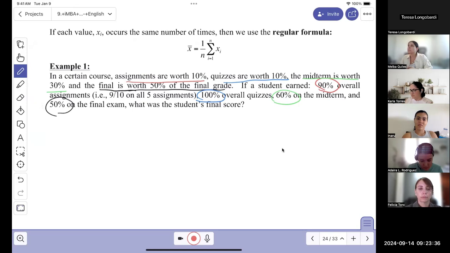So to organize that data, rather than reading it, what you can do is make a table.